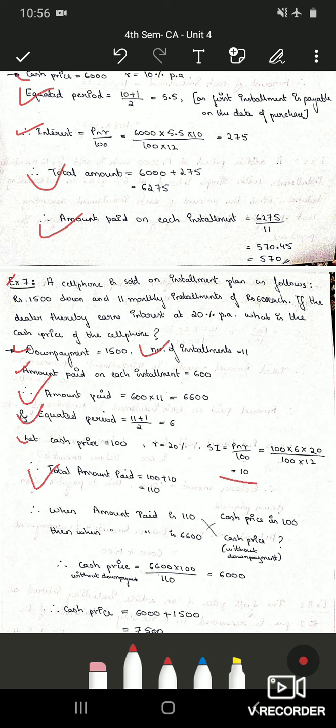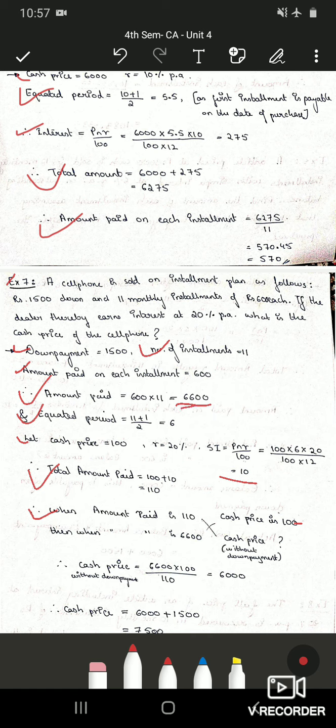What is the total amount paid? It is 100 plus the interest, that is 10. So the total amount paid is 110. So now when the amount paid is 110, what is the cash price? It is 100 rupees. Now you are paying a total amount of 6,600. Then what is the cash price?